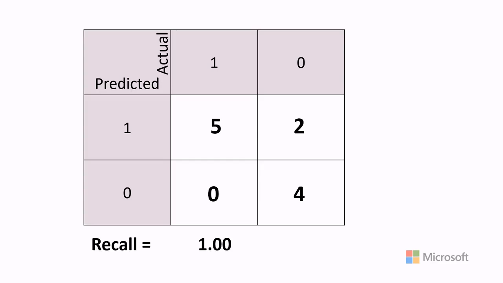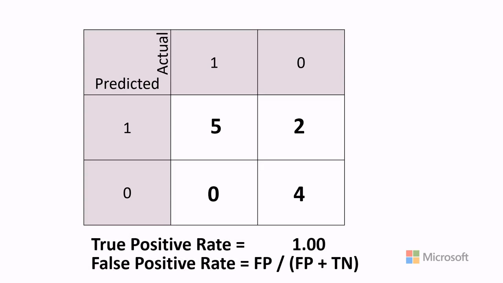Recall actually has another name. Sometimes it's known as the true positive rate. And there's an equivalent rate for false positives compared to the actual number of negatives. In this case, we have 2 false positives and 4 true negatives. Our false positive rate is 2 out of 6, which is 0.33.